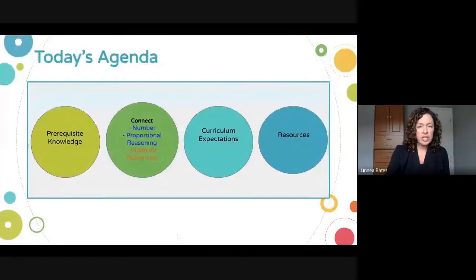So today's agenda, we're going to do some talking about prerequisite knowledge that is needed for both the grade 7 and the grade 8 measurement unit. We're going to connect the cluster of expectations that you will see on the long range plan. So there's some number expectations as well as some algebra expectations. We'll of course move into the new measurement expectations, and then as well look at some resources that may be helpful to you.